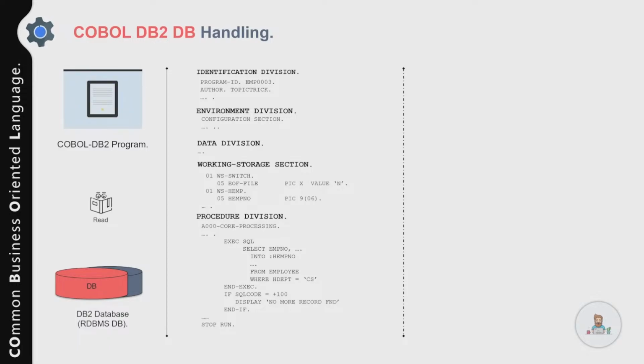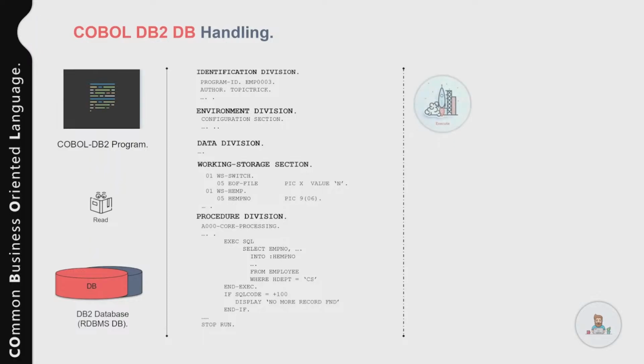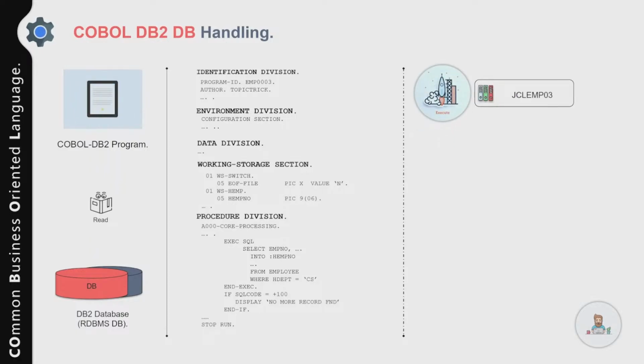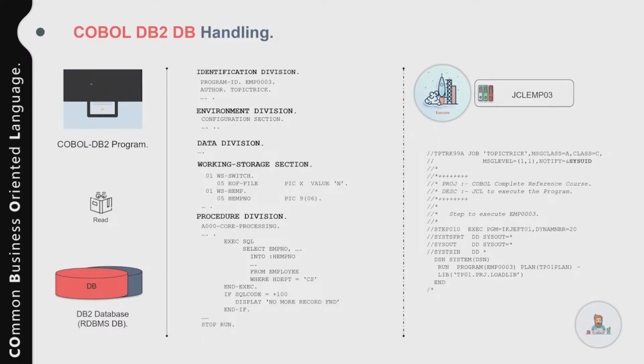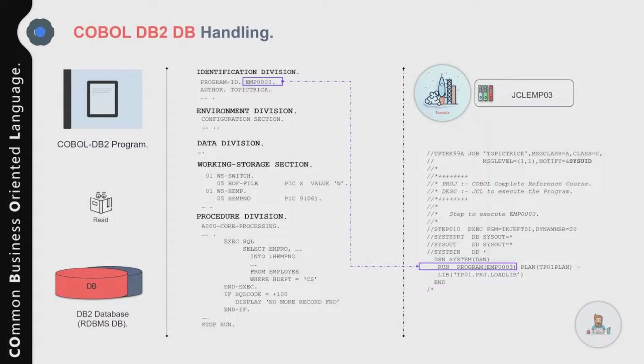Now, if you want to execute a COBOL DB2 batch program, then you have to use a JCL. In this case, our program is a batch program, so we are using a JCL. In case you want to execute your COBOL CICS and DB2 program, that is an online program, then you have to specify all these entries in the corresponding table that we have discussed in our previous example. And then you have to initiate a transaction that will in turn execute your program.